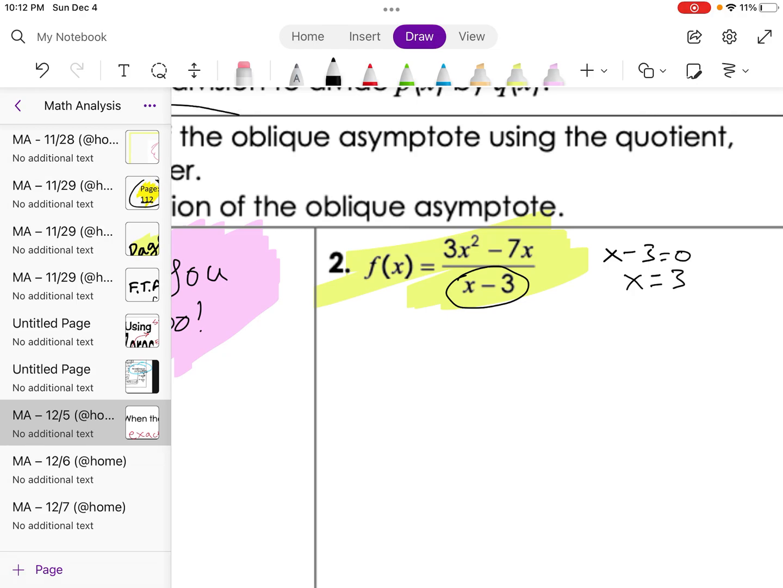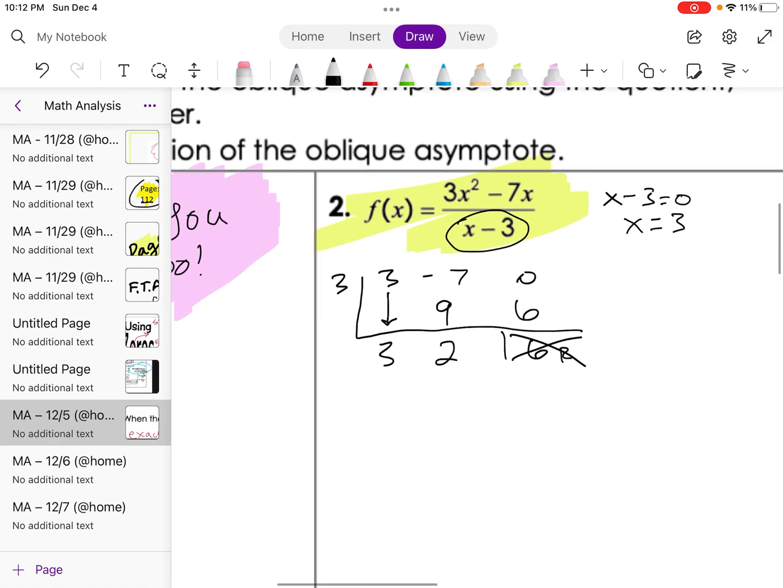Remember when you do synthetic, it's like x minus 3 is a 0, so you set it equal to 0. You get x equals 3. So we've got 3 on the outside, a 3, a negative 7, and a 0. Bring down your 3. 3 times 3 is 9. Add those together, we get 2. 3 times 2 is 6. And we get a remainder of 6, but you don't care about that.